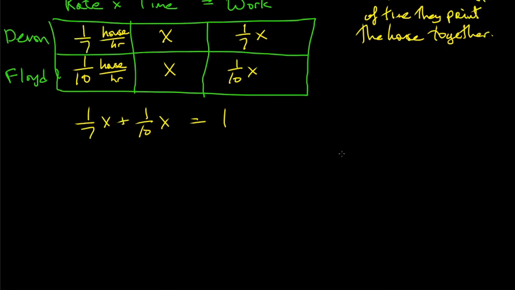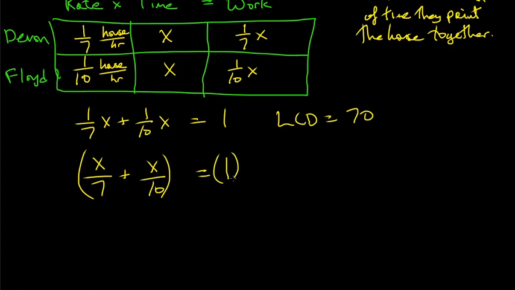Now you just solve it. And again, there's a couple ways of doing this. This is x over 7 plus x over 10 equals 1. So your LCD here is 70. 2 times 5 times 7, yeah, I think it is 70 here. 7 times 10 is 70. So just multiply both sides by 70, both on the left and right. Left and right, not top and bottom.